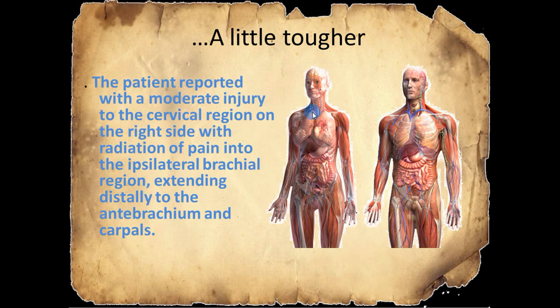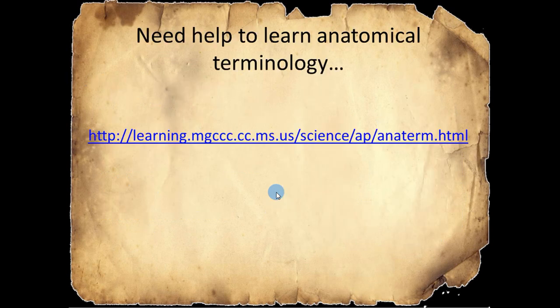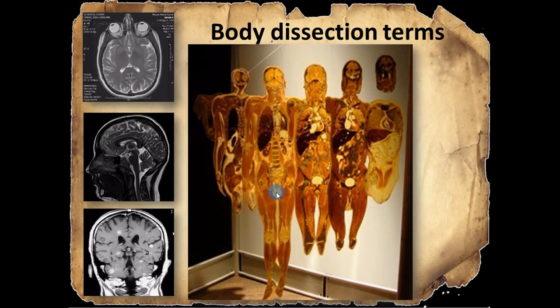So in other words, this is saying that this person has damage on their right side to the neck, and it's radiating pain down into the arm, the brachial region, ipsilateral, same side, right side, into the antebrachium, which is the forearm, and all the way down into the wrist. Right. If you want to play around with terminology, here's another little game website you can go to, and this gives you a chance to actually use some of those words and see if you're using them appropriately.